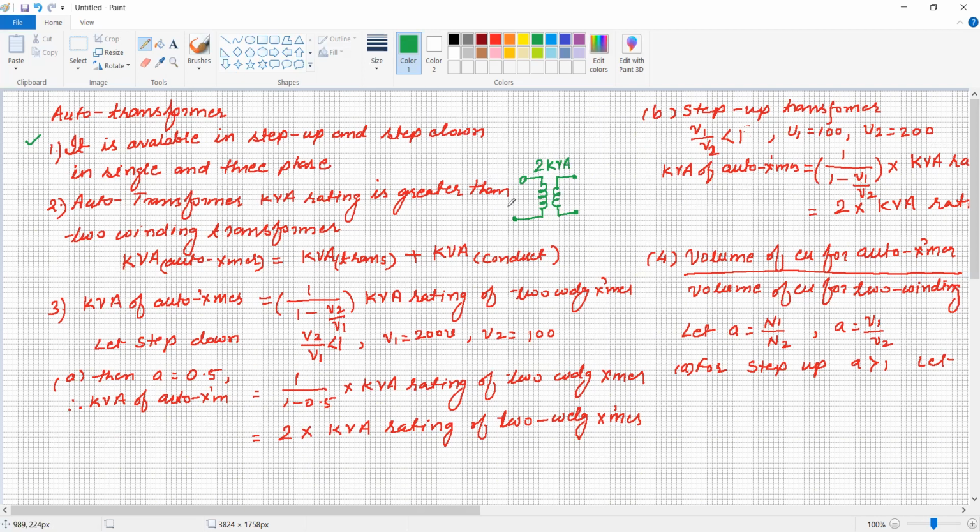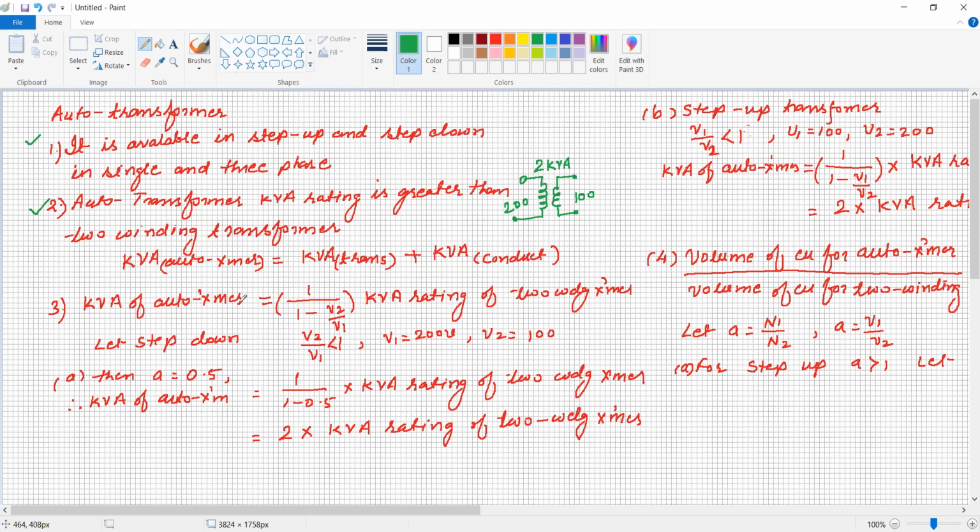Say this is 200 volt and it is 100 volt. So what would be the kVA rating? The kVA rating of an auto transformer has two parts: one is the kVA transformed, plus the kVA conducted. Therefore the kVA rating of the auto transformer is greater than the kVA rating of the two winding transformer. So this is the second conclusion and second important point for the auto transformer.